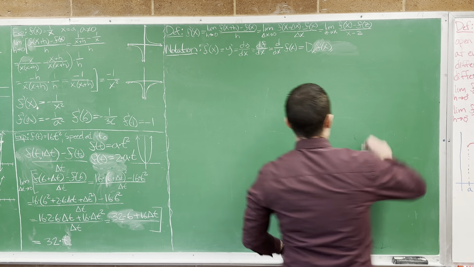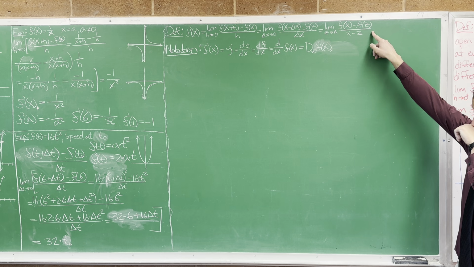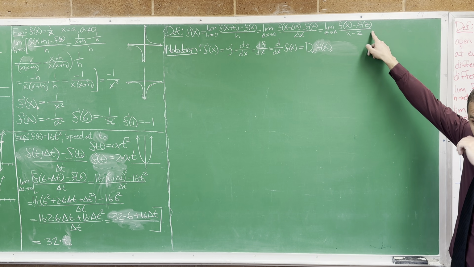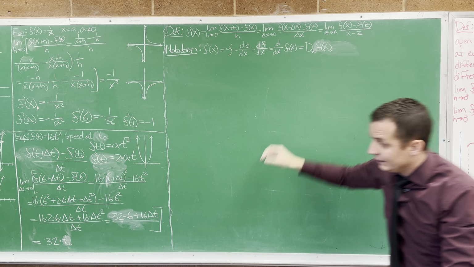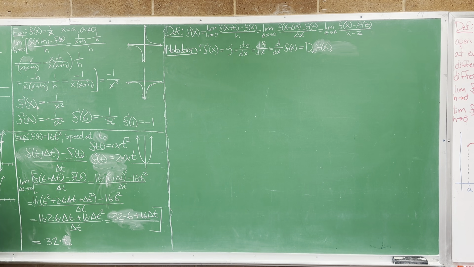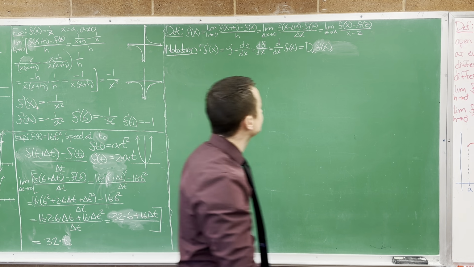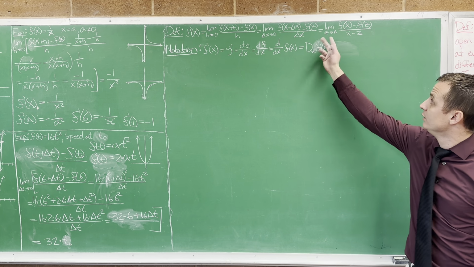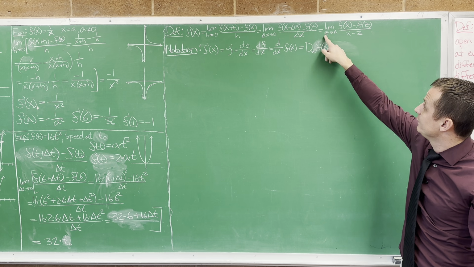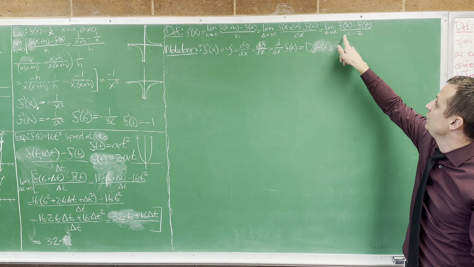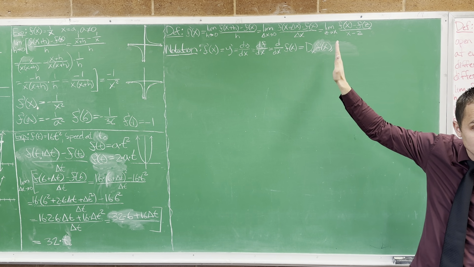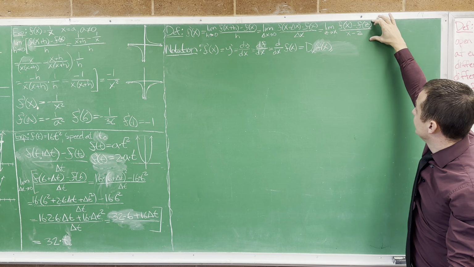Which is the same thing as, here's the other way they like to write it. Notice that this is doing the exact same thing as this, except for swapping the z and the x. So, it's the same thing as the limit as z approaches x of f of x minus f of z over x minus z. Okay. That is a derivative of a function.